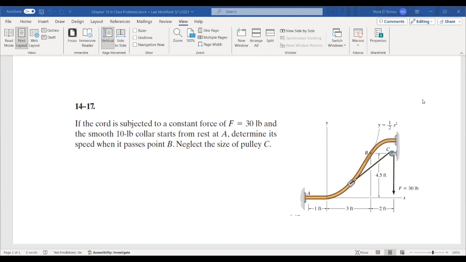Neglect the size of the pulley C. Again, notice there's no friction because it says it's a smooth collar. And remember, when we have these cable problems, it's always important to remember that if we don't have friction involved, all we have to do is focus on how far the cable has been pulled. That's all we need to do. Now, if there's friction, it gets very complicated. But here, if there's no friction, we're just focusing on how far the cable is pulled.